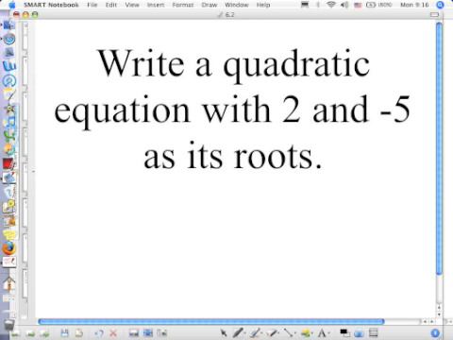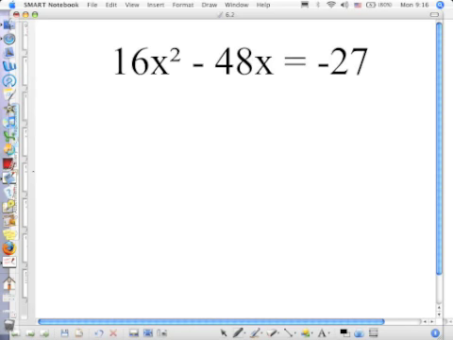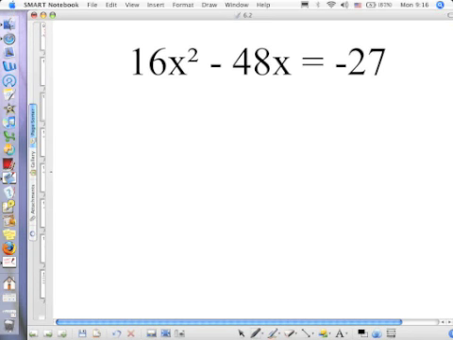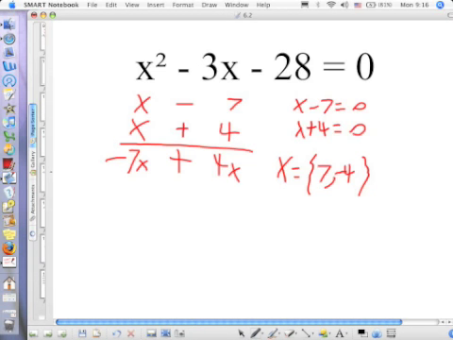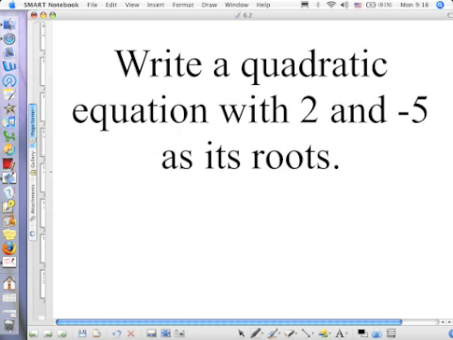Now, write a quadratic equation with 2 and negative 5 as its roots. We started with the quadratic equation. We found the factors of that equation. We set each one equal to 0, and we found the roots. Now, we're going to start with the roots and try to get back to the equation. So we're going to start at the bottom, and work our way back up to the top, okay? Which is not difficult.